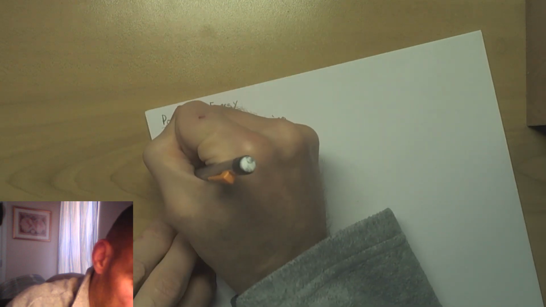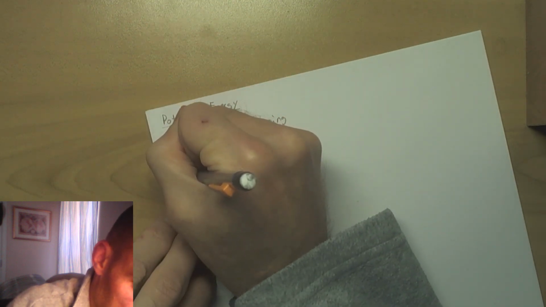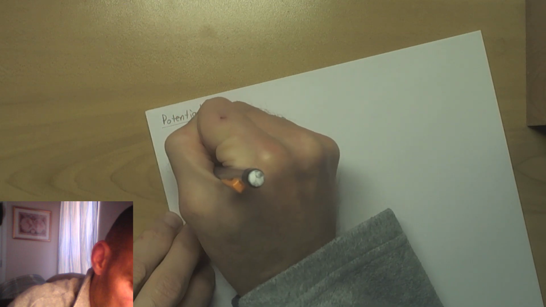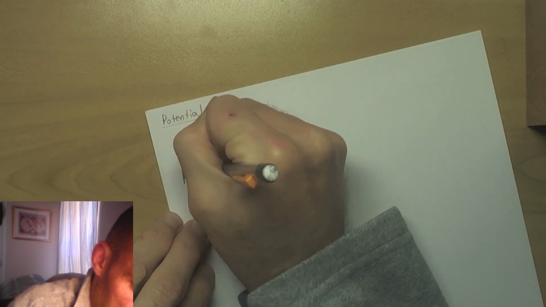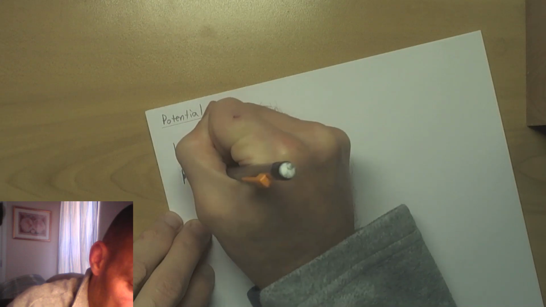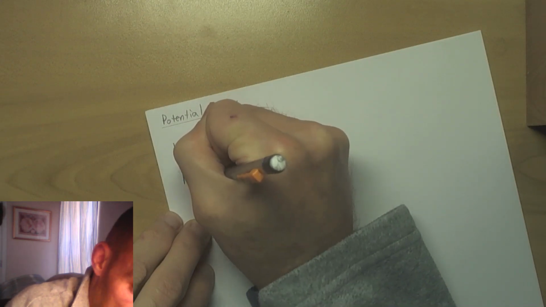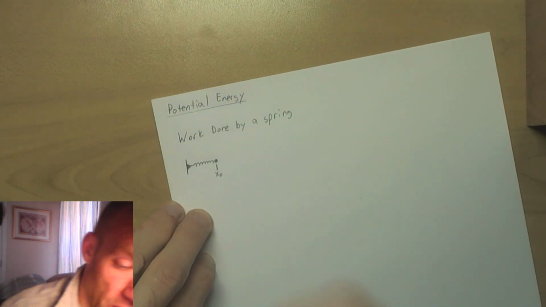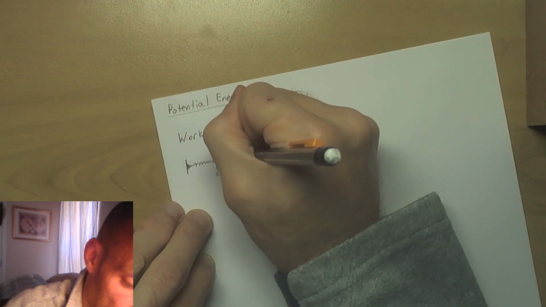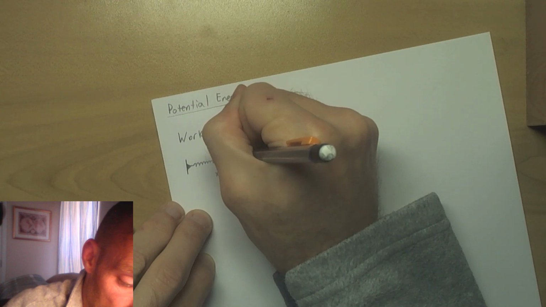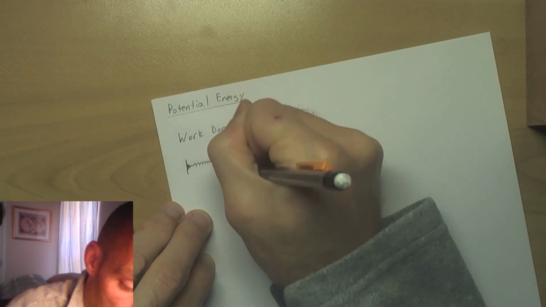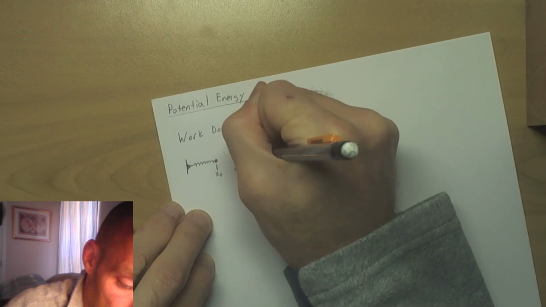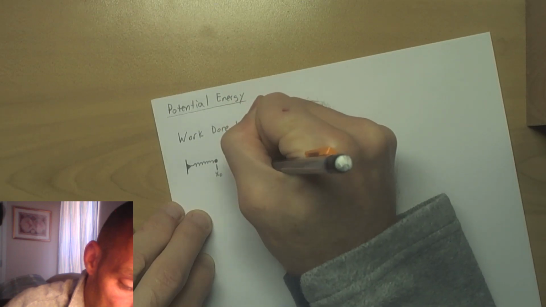So we have a spring, and a mass at the end of the spring. Position x0, and then we stretch it out to position x1, and then again further out to x2.